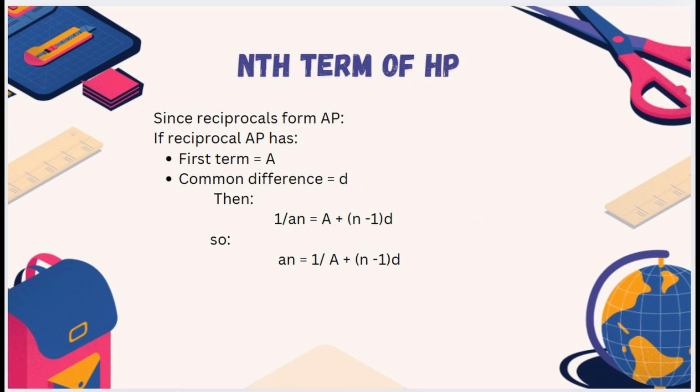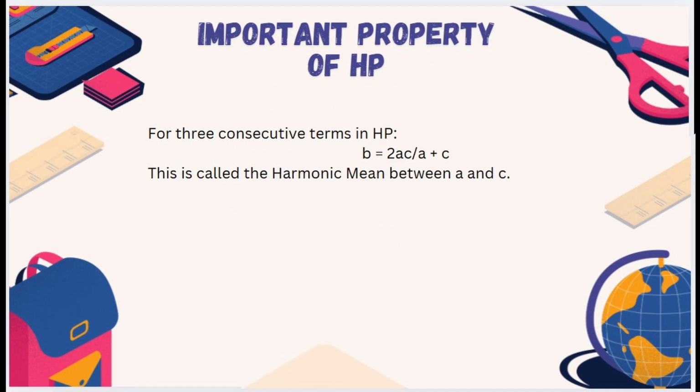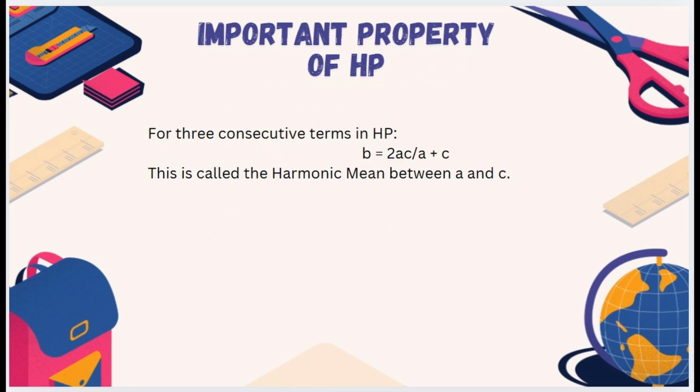Nth term of HP. To find the nth term of an HP, we find the nth term of the corresponding AP and then take its reciprocal. The formula is an equals 1 over a plus n minus 1 times d, where a and d are the first term and common difference of the reciprocal AP. Important property of HP. For 3 consecutive terms in HP, the middle term b is the harmonic mean, calculated as b equals 2ac over a plus c.